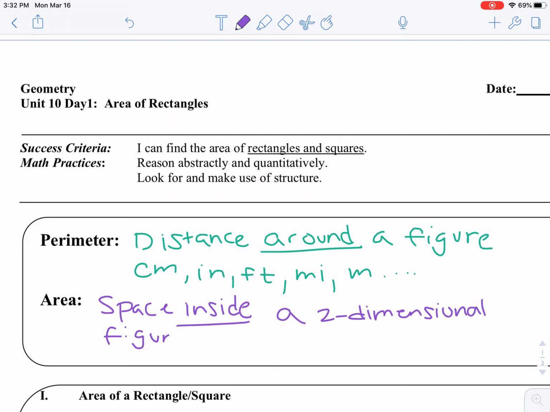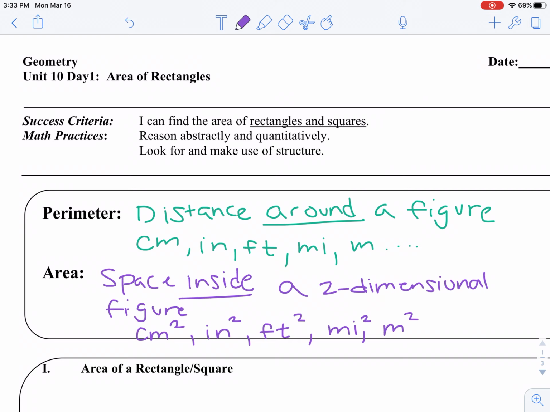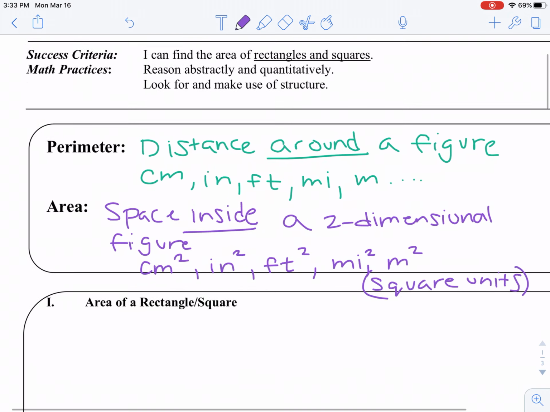And we have to be a little bit careful because when we talk about the units for area, it's similar to perimeter, but we're talking about centimeters squared, inches squared, feet squared, miles squared, meters squared. So it's the square units. So we need to make sure we're careful there.